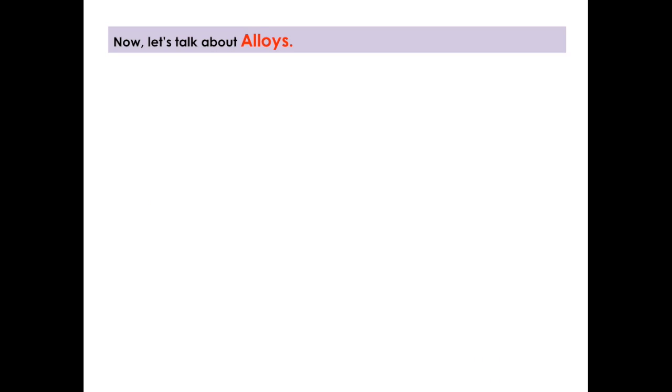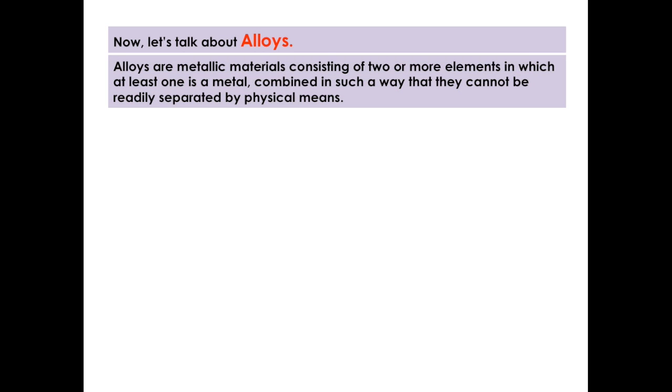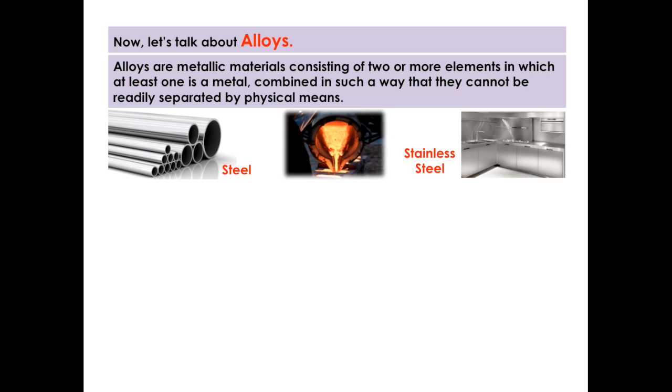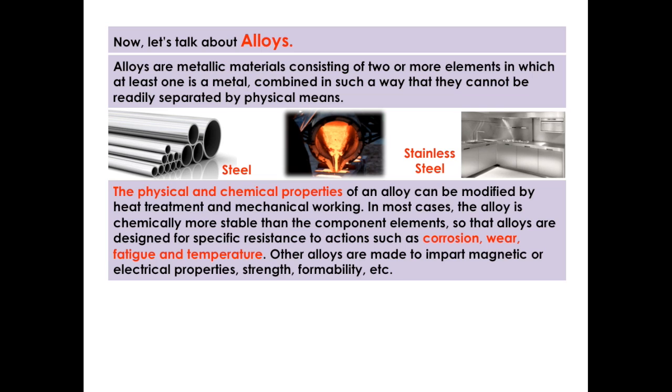Now, let's talk about alloys or metallic bonds. Alloys are metallic materials consisting of 2 or more elements in which at least one is a metal, combined in such a way that they cannot be readily separated by physical means. The physical and chemical properties of an alloy can be modified by heat treatment and mechanical working.